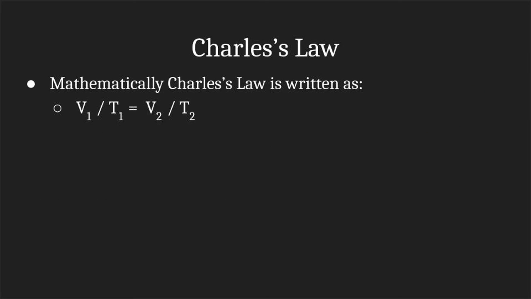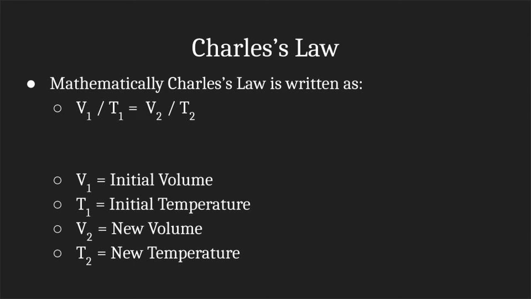Moving more into the mathematical part of Charles's Law, we could write the law as V1 over T1 equals V2 over T2, where V1 is our initial volume, T1 is our initial temperature, V2 is our new volume, and T2 is our new temperature. So Charles's Law, written as an equation, is the initial volume over the initial temperature equals the new volume over the new temperature. Now, let's try two examples with this law.